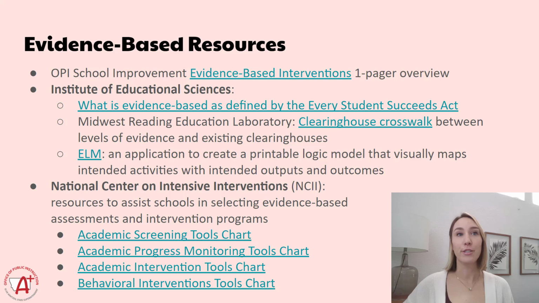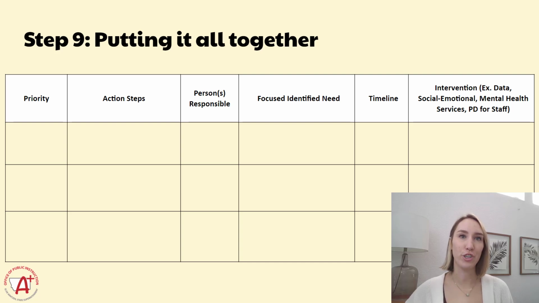ELM is an application that allows you to enter your program resources, activities, outputs, and outcomes, then draw color-coded lines between each component in order to illustrate cause and effect relationships as a visual, printable map that you can share with staff and stakeholders. Finally, the National Center on Intensive Interventions offers resources to assist schools in selecting evidence-based assessments and intervention programs for academics and behavioral interventions, such as screening and progress monitoring assessments, as well as academic and behavioral intervention tools.